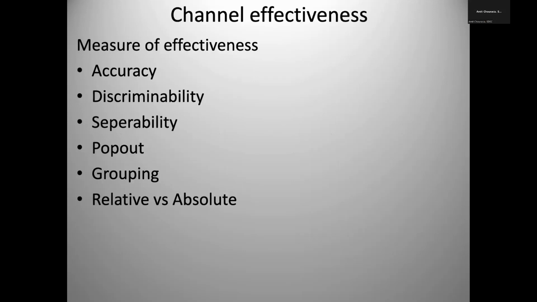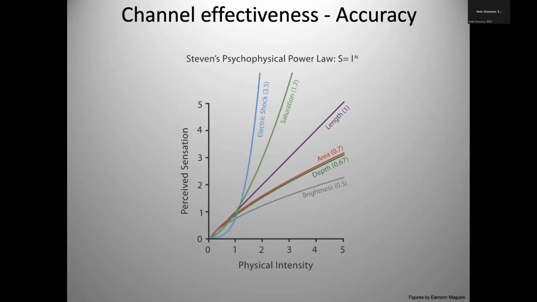Well, we can use different measures to find out the effectiveness of something. One measure could be accuracy. If you look at Stevens' psychophysical power law, it tries to measure these kinds of things. You measure intensity, depth, area, length, and some other things, and there's electric shock thrown in for good measure. You see that we are extremely good at guessing the length of something. There's almost a linear relationship: if we think something is big, we can tell something is big.